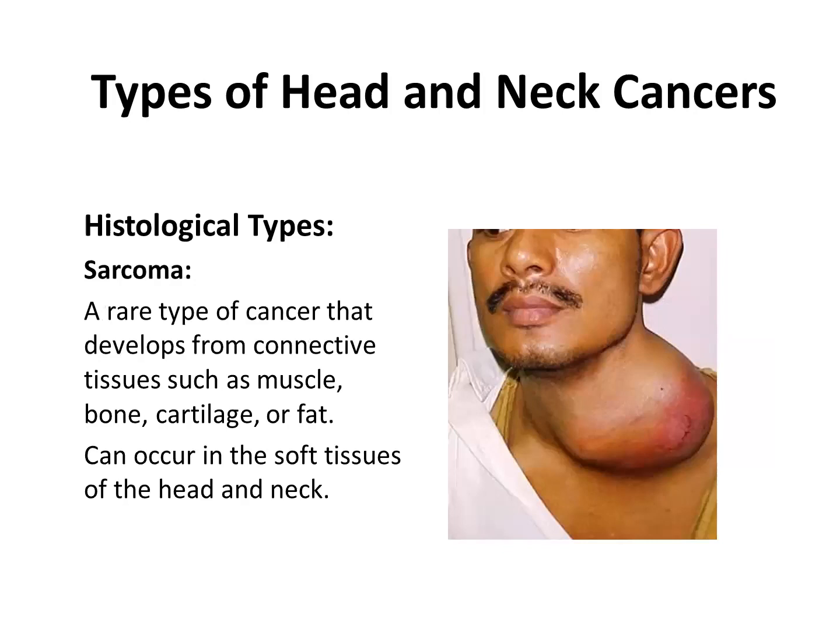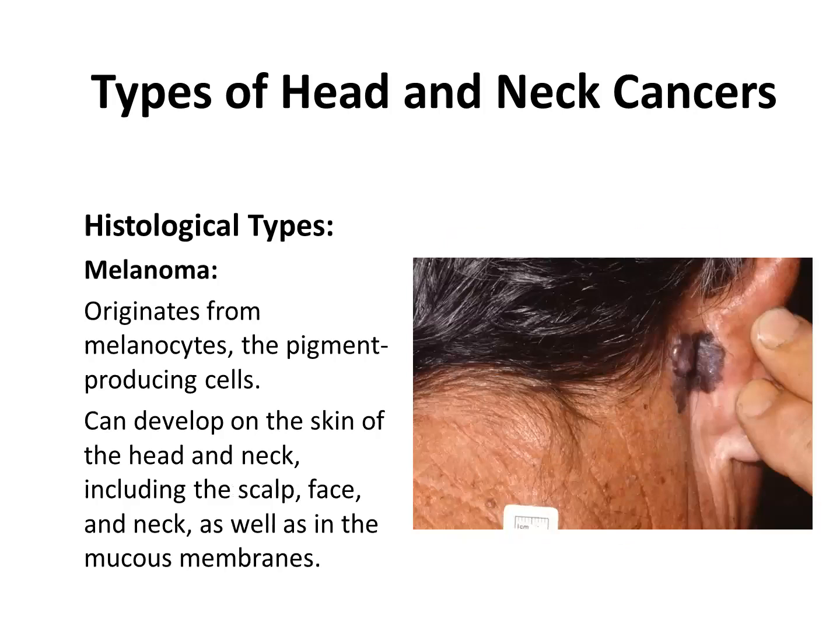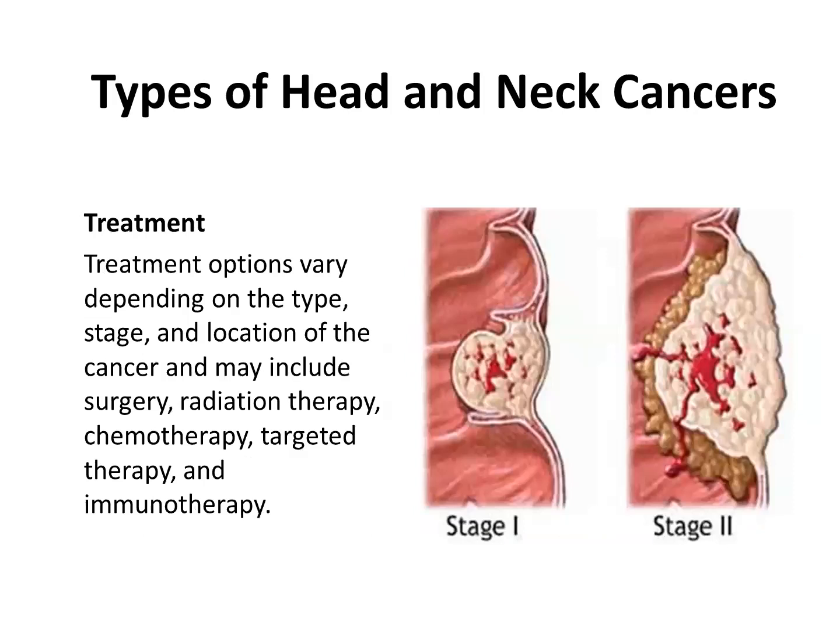Now, the third one is sarcoma, a rare type of cancer that develops from connective tissues such as muscle, bone, cartilage, or fat. Can occur in soft tissues of head and neck. The fourth one is melanoma from the melanocytes, the pigment producing cells. Can develop on the skin of the head and neck, including scalp, face, neck, as well as the mucous membranes, that is inner lining of head and neck.